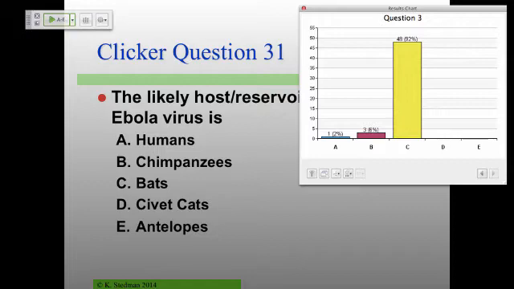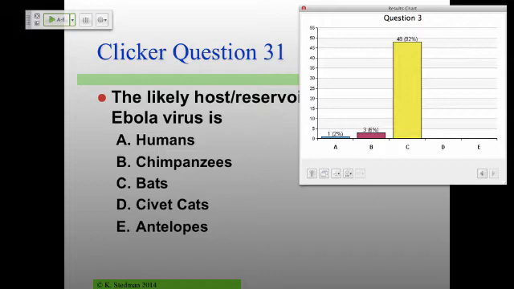Civet cats were thought to be what? Host? SARS, exactly. So they're thought to be hosts for SARS. What about antelope? Now, I was never quite sure: is antelopes the appropriate plural or antelope the appropriate plural? Antelope is plural? Like deer. Like deer, antelope. Deerzes.